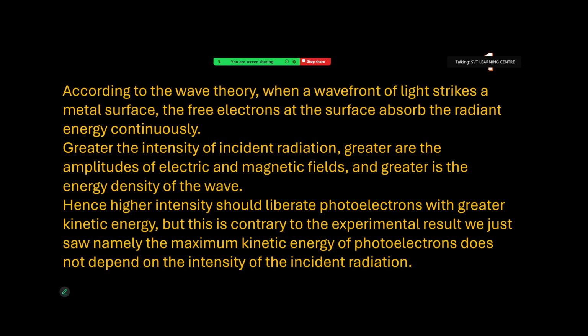Greater the intensity of light radiation, that means greater the amplitude of electrical and magnetic fields, greater is the energy density of the wave, that is the energy per unit volume of the wave. Hence, higher the intensity should liberate photoelectrons with greater kinetic energy. I repeat, higher the intensity, you should emit electrons with greater energy. Now this is exactly contrary to the experimental results we saw, namely that the maximum kinetic energy of the electron does not depend upon the intensity of incident radiation, rather it depends on the frequency.